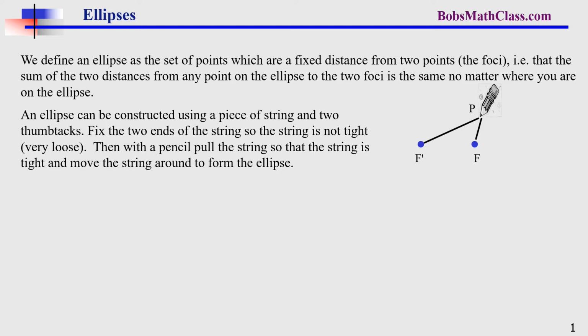An ellipse can be constructed using a piece of string and two thumbtacks. Fix the two ends of the string so that the string is not tight, very loose. Then with a pencil, pull the string so that the string is tight and move the string around to form the ellipse. So if you take that string and attach your pencil and then draw around it, that's the shape you get. You might think of the ellipse as the shape of the Earth going around the sun. The path it takes is an ellipse. And those 2 points that we have in the middle, they're called the foci.